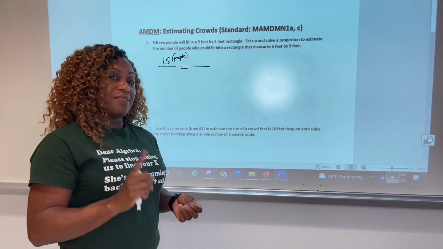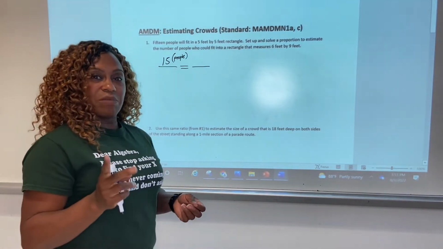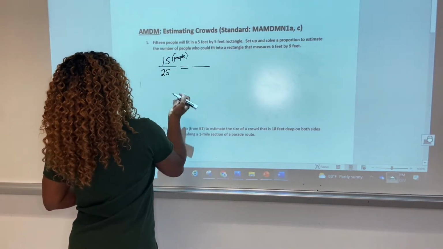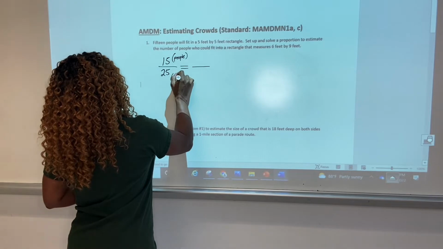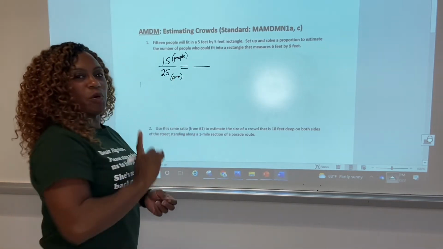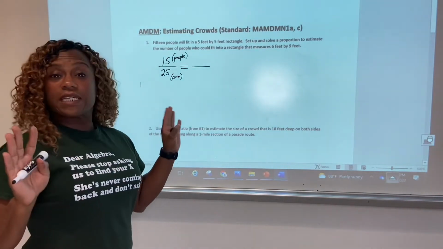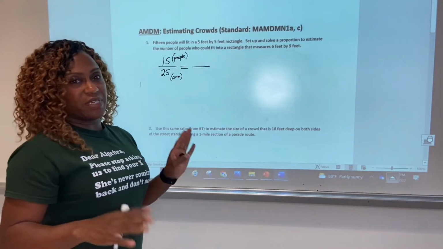Area, length times width, remember? 5 times 5 gives us a 25 square foot rectangle. So I'm gonna put area here. Notice we have people over area. That means when we set up our second proportion, our second ratio, we gotta have people over area also.